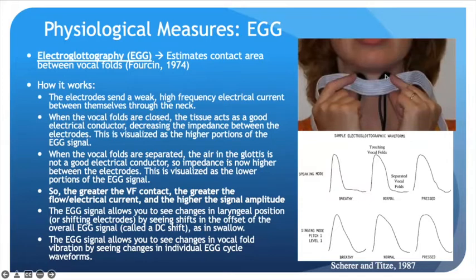So there's more electrical current through the neck tissues when the vocal folds are in contact than when they are not in contact. The greater the vocal fold contact, the greater the electrical current, and the higher the signal amplitude. You can also see a gross shifting, a DC shift, of the whole signal up and down, given an increase or decrease in laryngeal position. You might see this when the person swallows, for example. Vocal fold contact area and the EGG wave morphology change with adduction and with register.